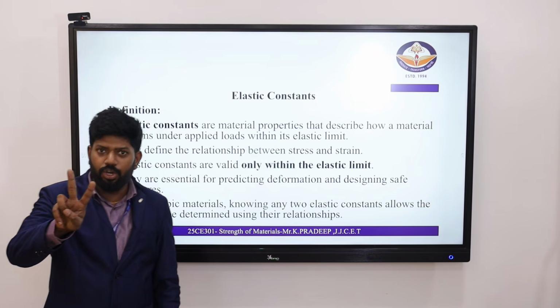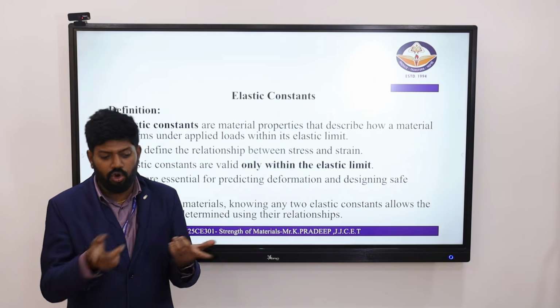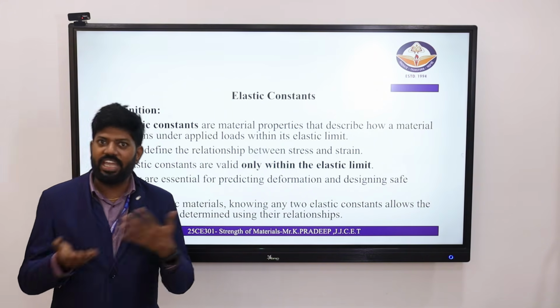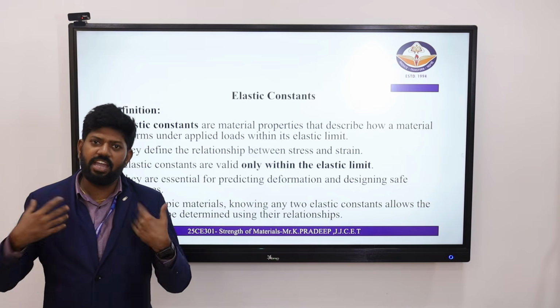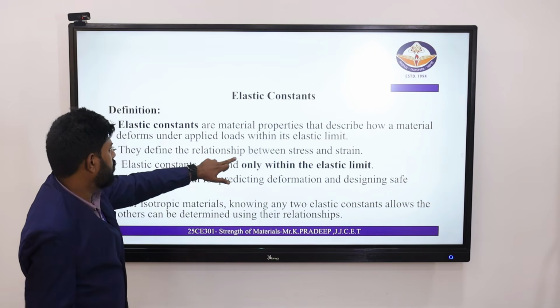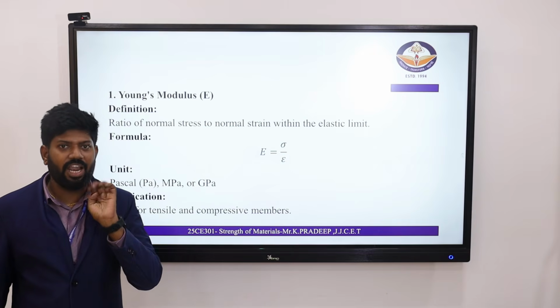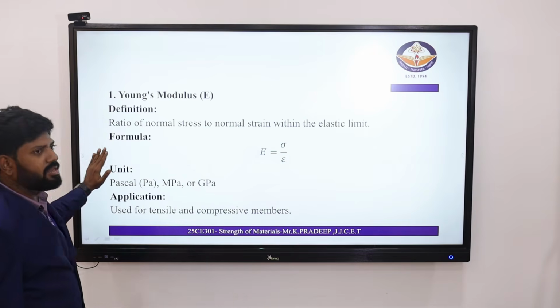By using any two relationships, if you know E and G, you can find K and 1 by M. Or if you know E, Young's modulus, and 1 by M, we can find G and K also. Now I am going to explain the four elastic constants. First one is Young's modulus.